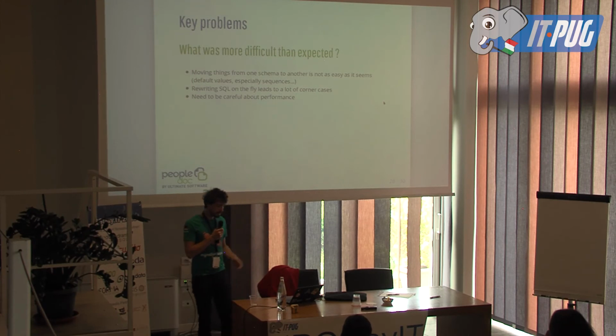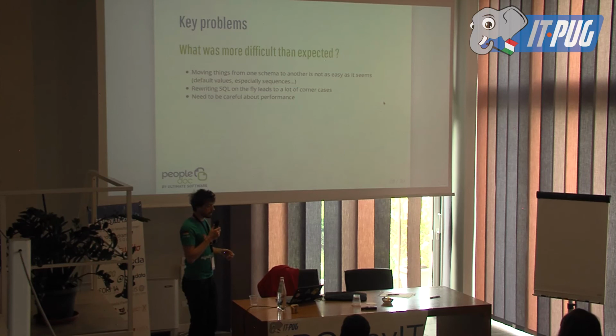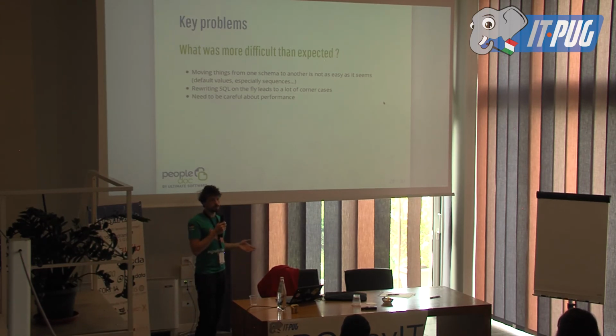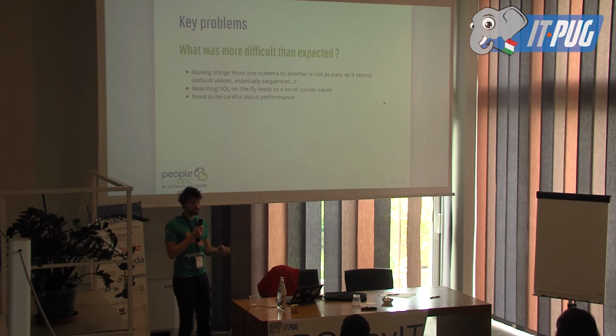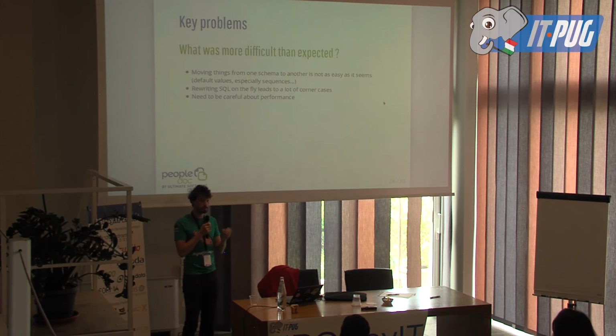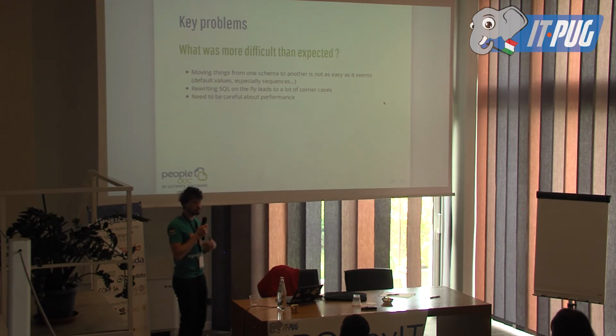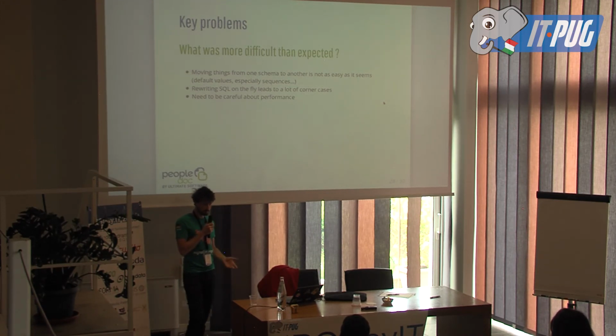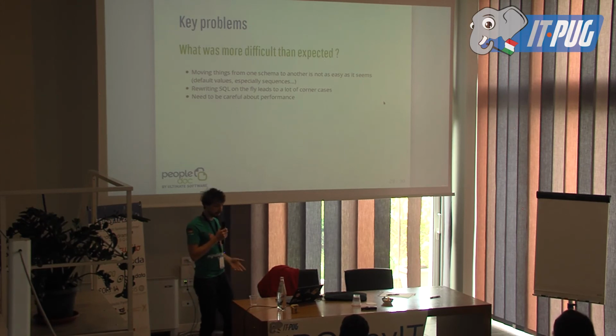And the third problem we had is that we needed to be really careful about performance to be able to absorb a burst of activity on the primary server. Because since we receive the message only once the transaction commits on the source database, we tend to receive a lot of messages at once. And we want to be able to process them as quickly as possible to avoid any delay.